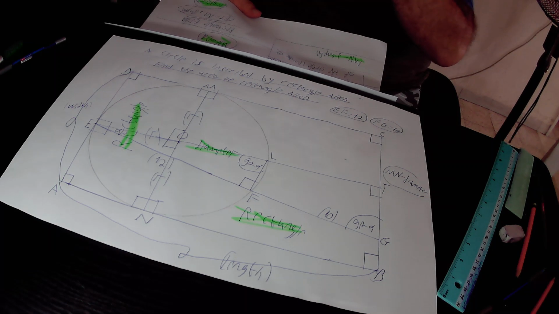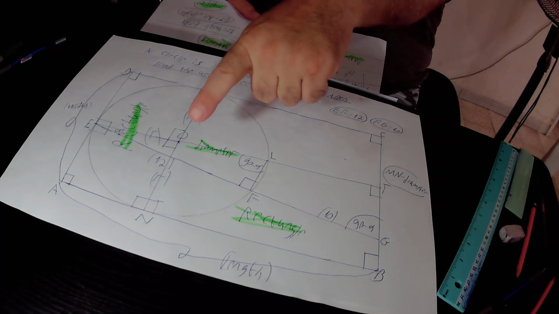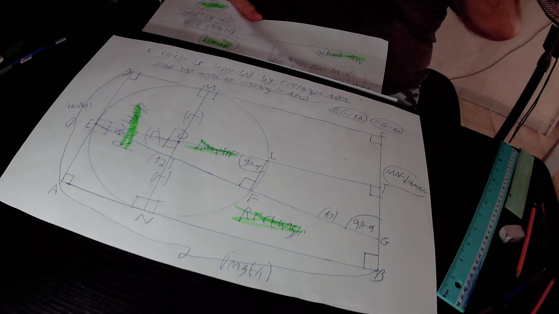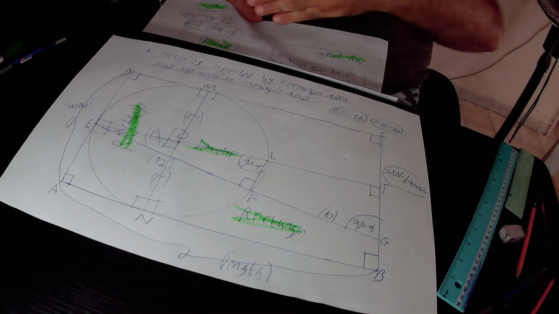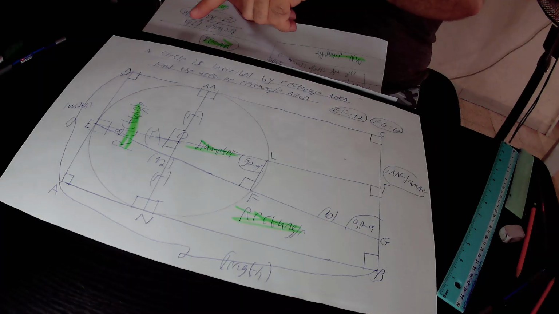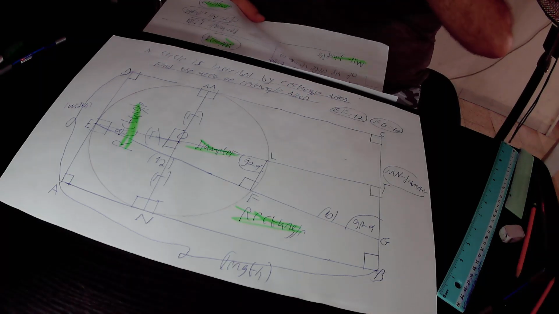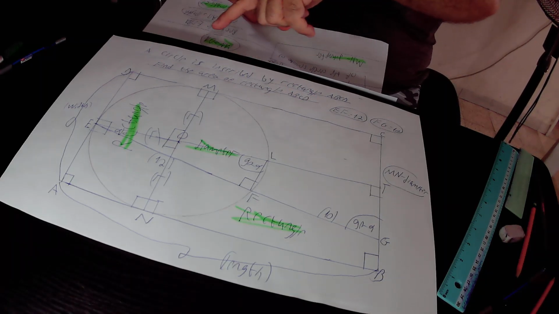So in quadrangle DMNA, we have 4 right angles, and therefore quadrangle DMNA is a rectangle, and we know that the opposite sides of a rectangle are equal to each other, so DA equals MN. We have already done it, DA equals MN.